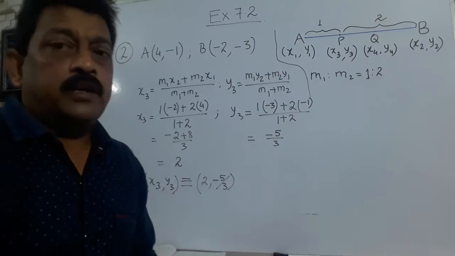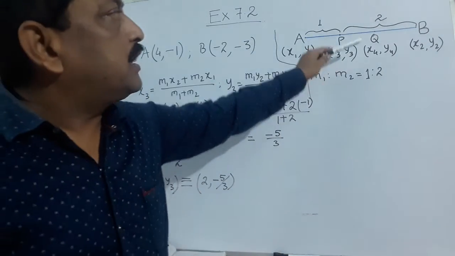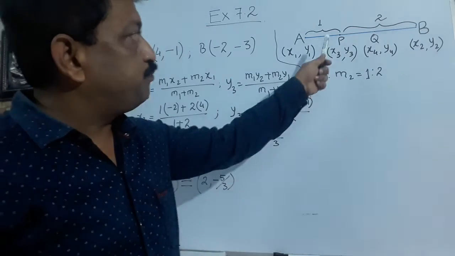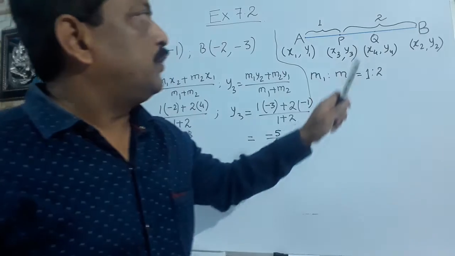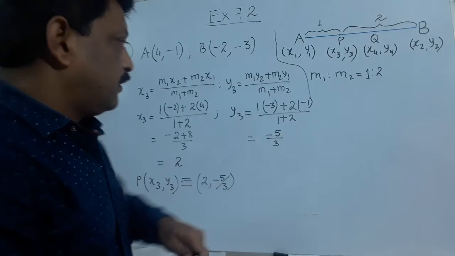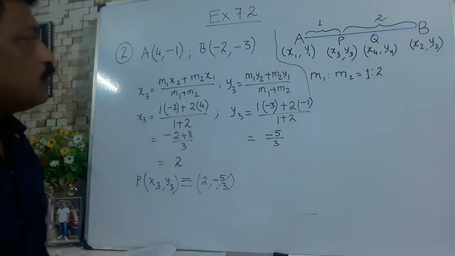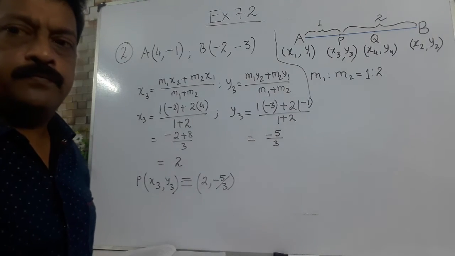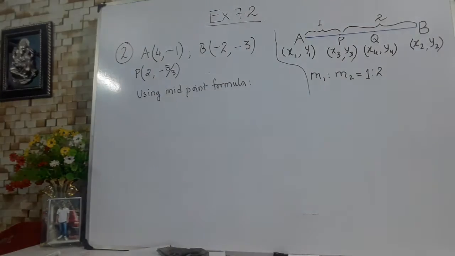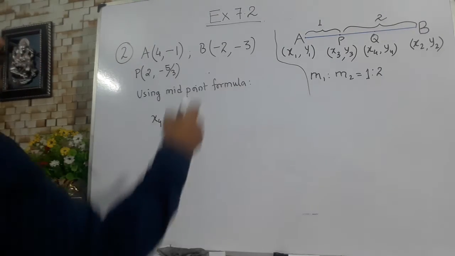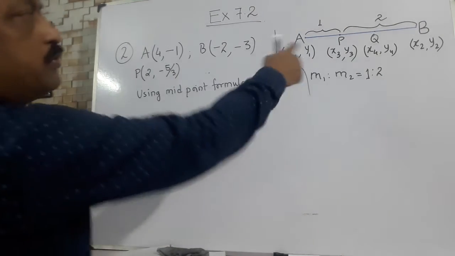Now see the figure. It is quite clear from the figure that Q is the midpoint of the line segment joining P and B, that is PB. So Q is the midpoint of PB. We can use the midpoint formula here to find the coordinate of Q. Using the midpoint formula, x4, that is the x coordinate of Q, since Q is the midpoint of PB.